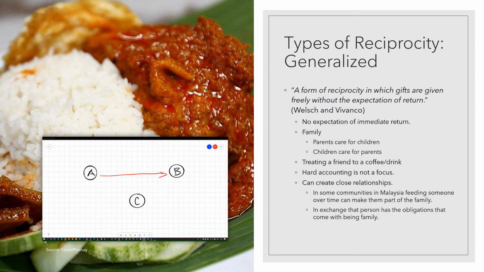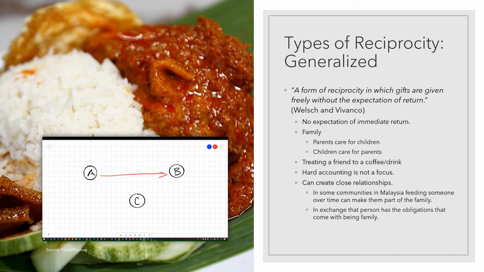Finally, generalized reciprocity. This is probably the most powerful one in terms of forming relationships. Welsh and Vivanco call it a form of reciprocity in which gifts are given freely without the expectation of return. I should tag on there, no expectation of immediate return. Obviously, family takes care of each other, generally, ideally. Real families are different. But parents are expected to take care of their children. And when the parents get older, children are expected to take care of their parents to some degree as well.